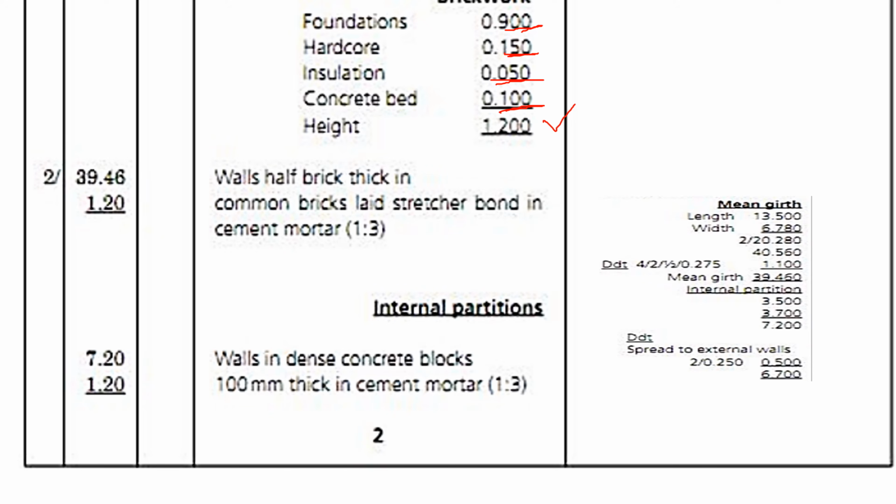So for the external walls, the center line was 39.46. We shall multiply by the height of the walls to get the area of the walls. We'll take the center line times the depth of the walls. All right. So for this one, we are told walls half brick thick in common bricks, laid stretcher bond in cement sand mortar. All right. So this one is the area of the walls in the external walls.